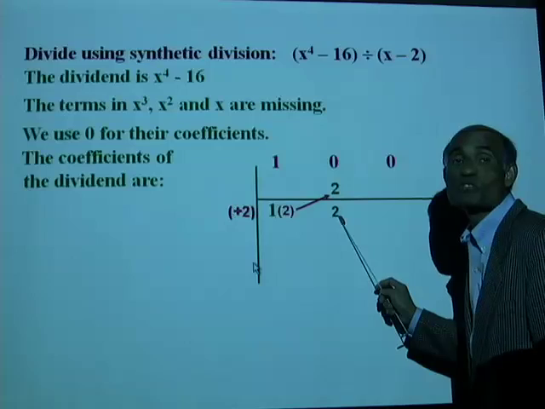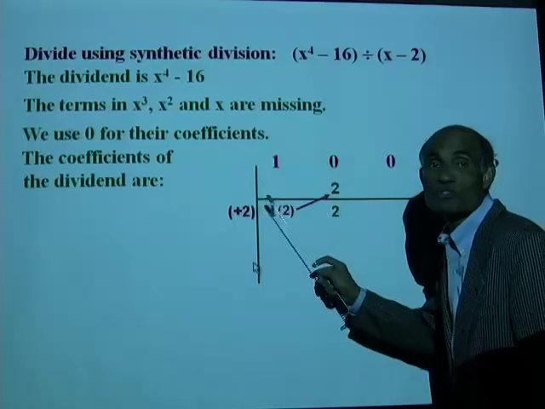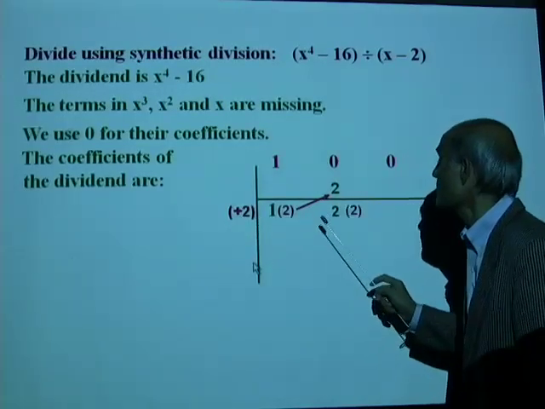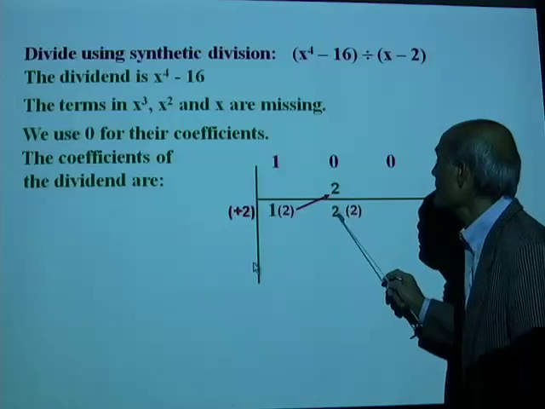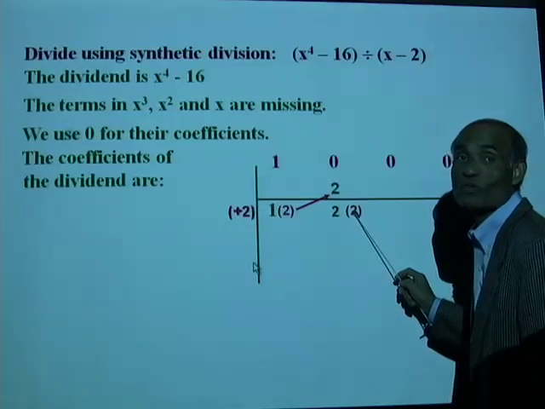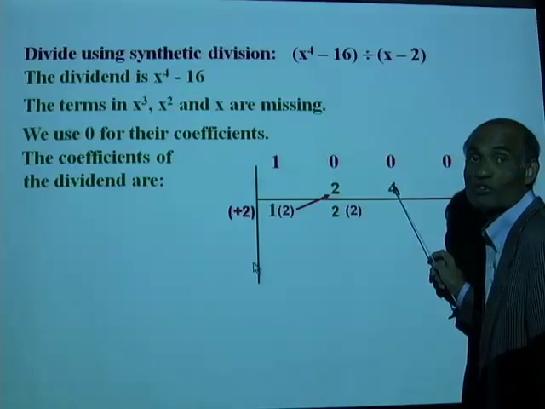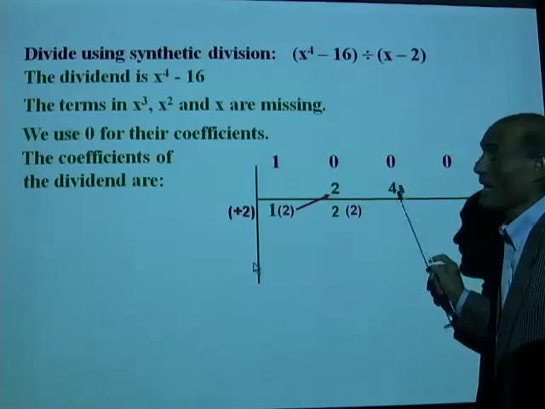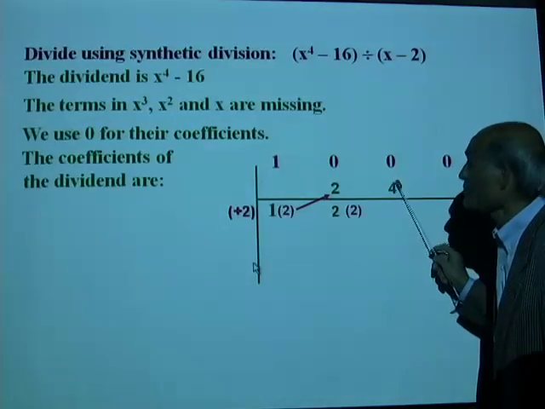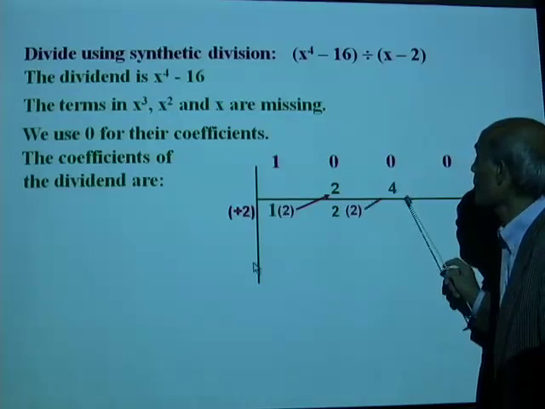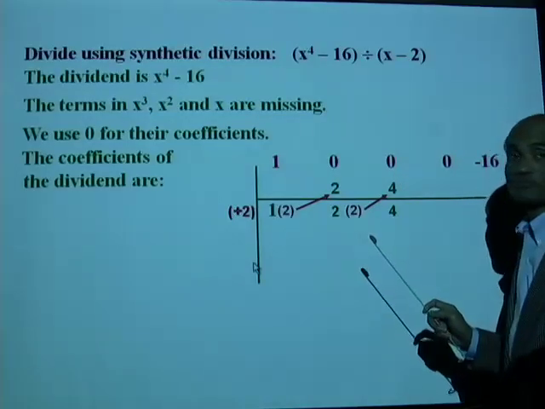And what do we do with this 2? Multiply this 2 with this plus 2. And that will be 2 times 2 is 4. Where do we write it? Go to the next one and write it below the 0. That's 4 there. And now add these two. 0 plus 4 is 4.